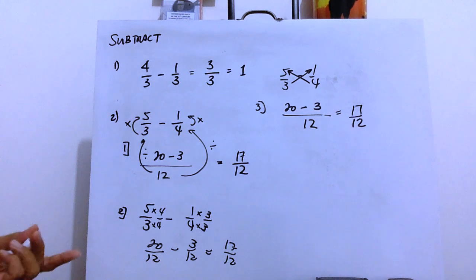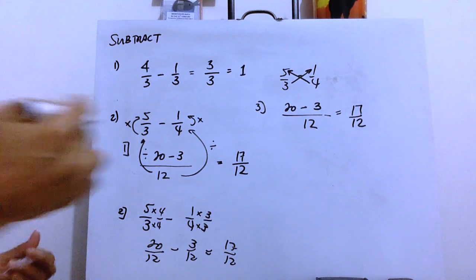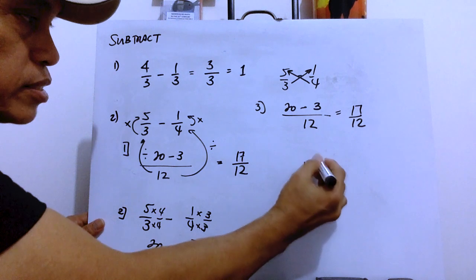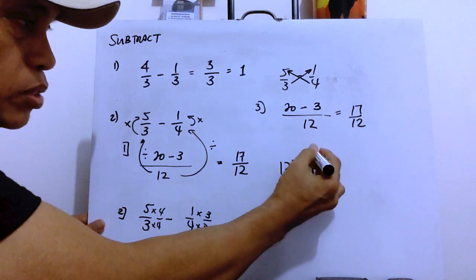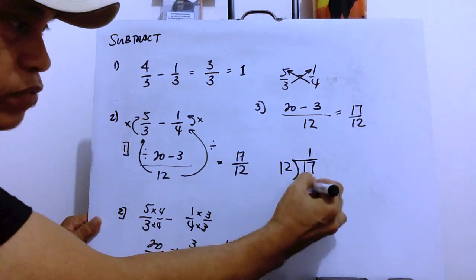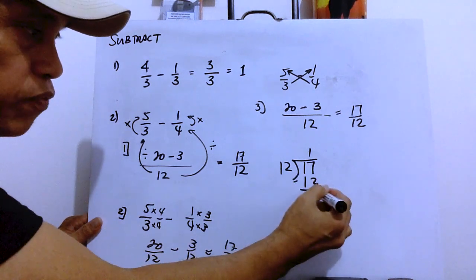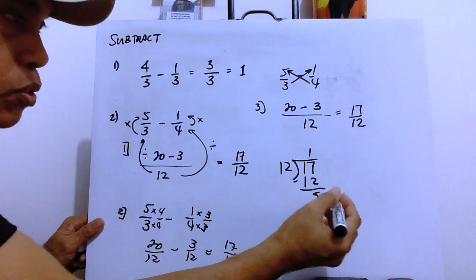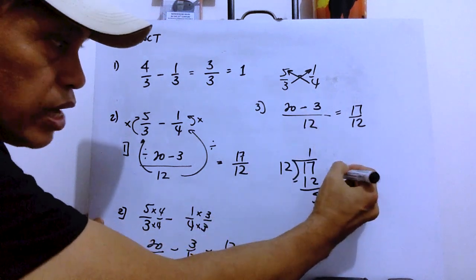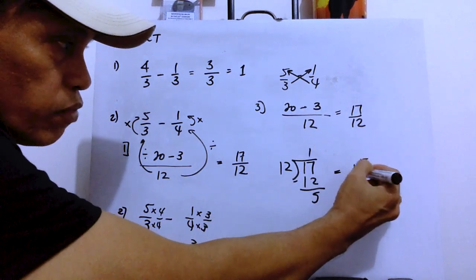Now, if you simplify that into a mixed fraction, it's so easy, just divide it. 17 divided by 12, that's 1. 1 times 12 is 12, and then subtract it. 17 minus 12 is 5. So, in mixed fraction, the value is 1 and 5 over 12.